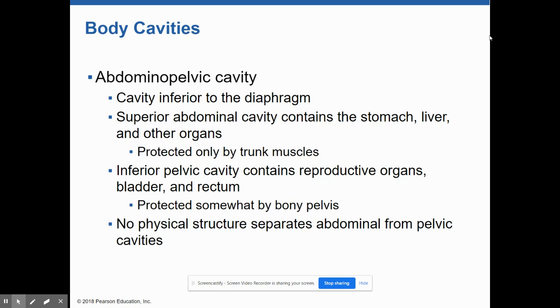The abdominopelvic cavity is the cavity inferior to the diaphragm. The superior abdominal cavity contains the stomach, liver, and other organs, and it's protected by your trunk muscles or your abs. The inferior pelvic cavity contains reproductive organs, bladder, and rectum, and it's protected somewhat by your bony pelvis, like your hip bones. There's no physical structure that separates the abdominal from the pelvic cavities.